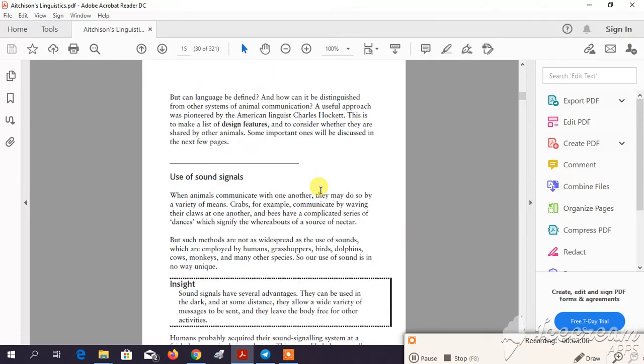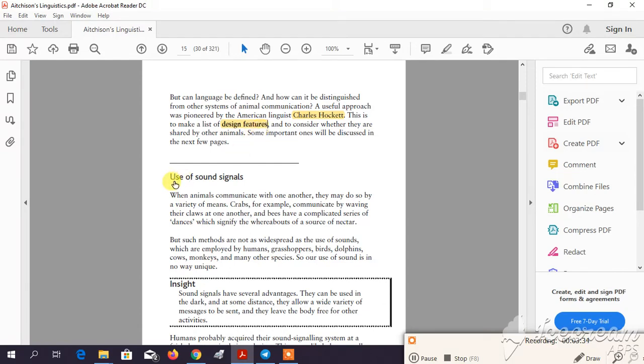The other page, yes, here this page, the last page, tells us about Charles Hackett. Charles Hackett is an American linguist. What did he do, Charles Hackett? He has proposed a number of design features. Charles Hackett has proposed a number of design features for language. Design features means characteristics of language.